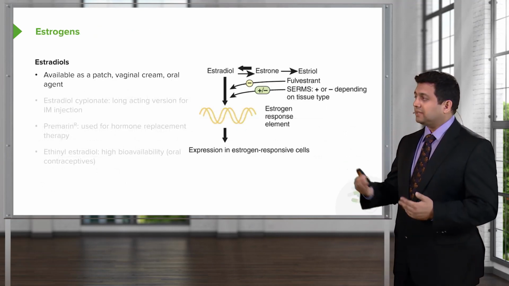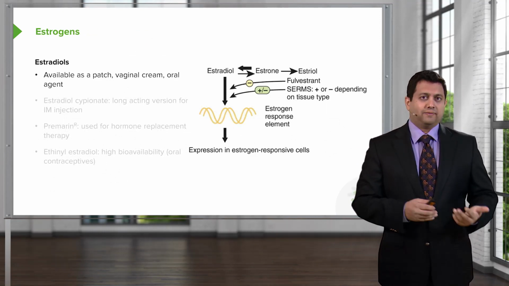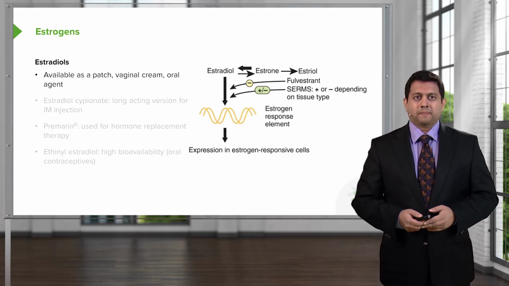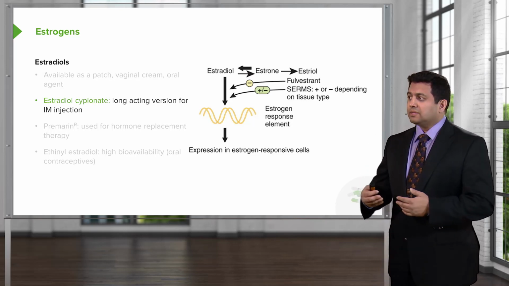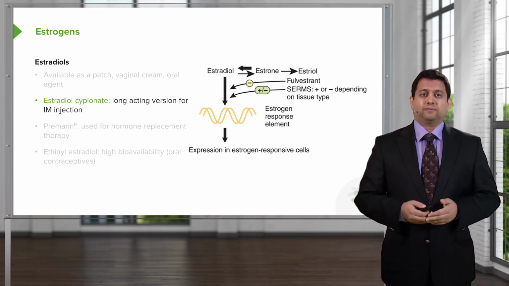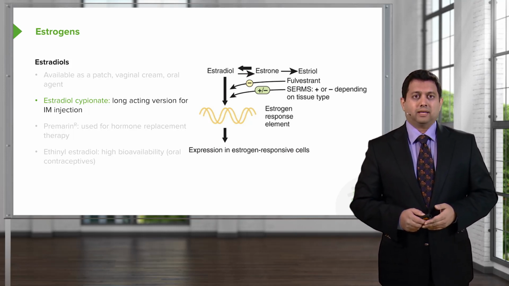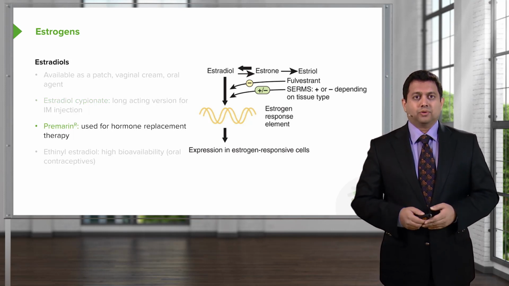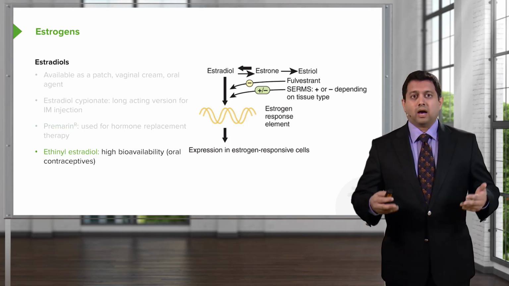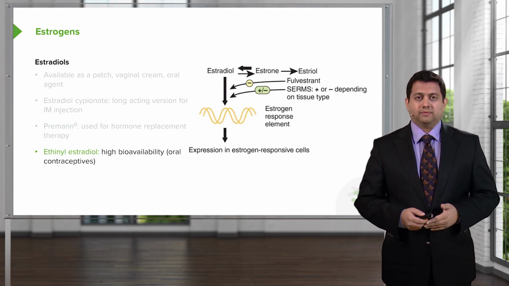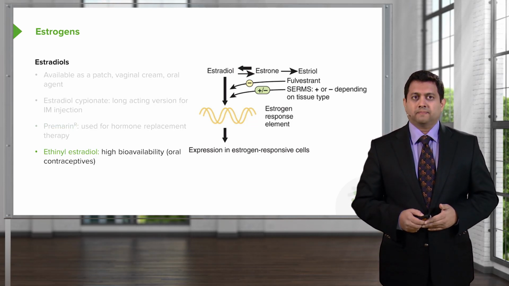With respect to the first of the estrogens, let's talk about estradiols. Now, these are available as a patch, as a vaginal cream, or as an oral agent. Cypionate is this long-acting version for intramuscular injection, and we use this as depot injections in some cases for hormonal treatment and in some cases for anti-conception medication. Premarin is also used for hormone replacement therapy. Ethinyl estradiol is a high bioavailability oral contraceptive agent that is used quite frequently in oral contraceptive medications.